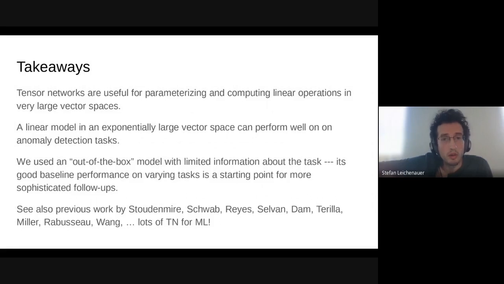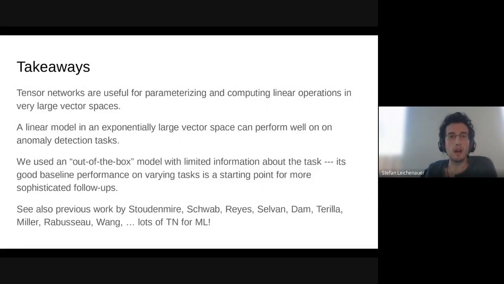How large? Well, exponentially large in the number of features of the data set. And we're talking about situations where we might have hundreds, 100, 200 features. Okay, so exponential where the exponent is like 200. Any kind of dense matrix representation of a linear operation on such a vector space would be computationally intractable. So you have to use some kind of sparse representation, and tensor networks provide that for us.